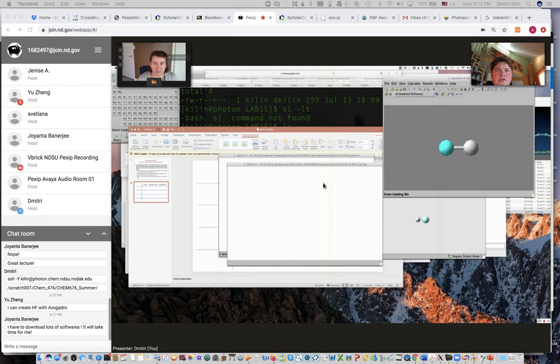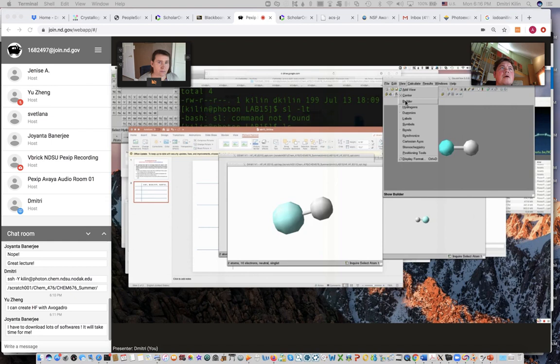I do not see the second atom because they are aligned in the plane perpendicular to the plane of the screen. And now after it is optimized, I can go into the results and look for the total energy. Summary.